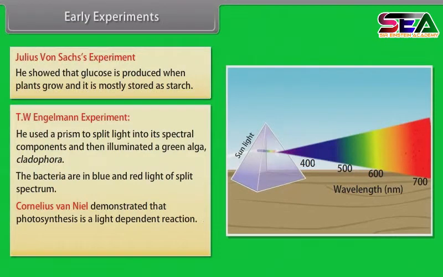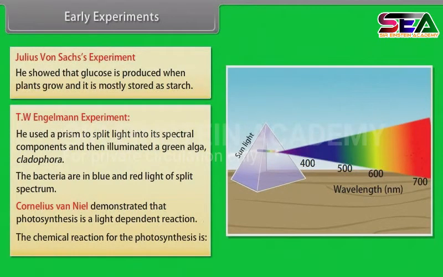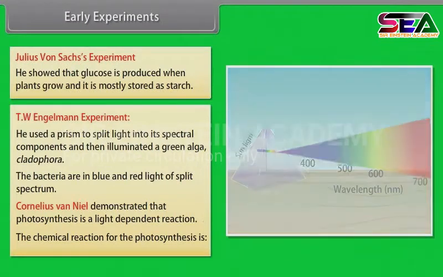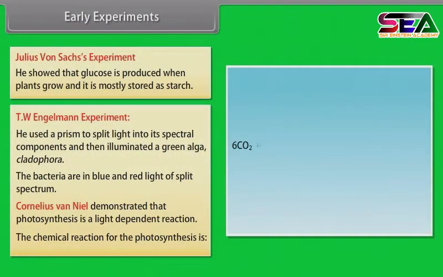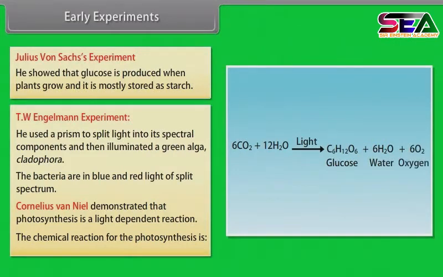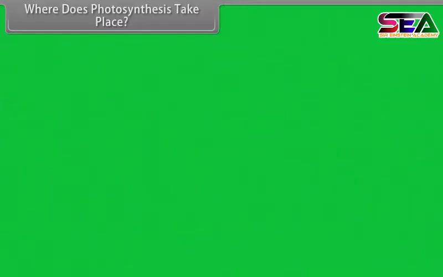The chemical reaction for photosynthesis is 6CO2 with 12 H2O in the presence of light gives C6H12O6, which is glucose, with 6 H2O, which is water, and with 6O2, which is oxygen. Where does photosynthesis take place?